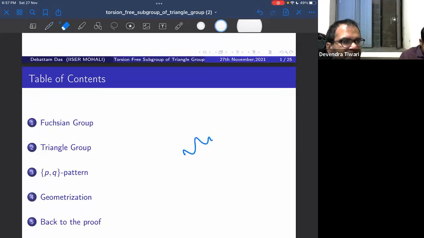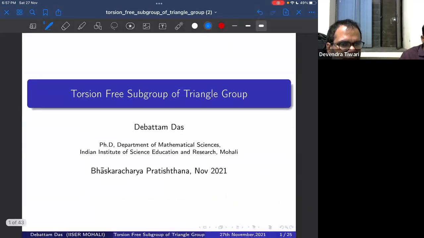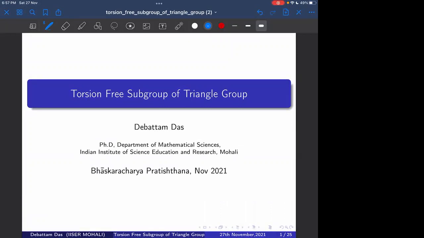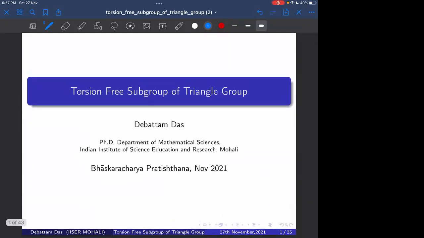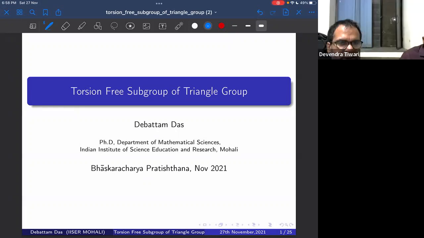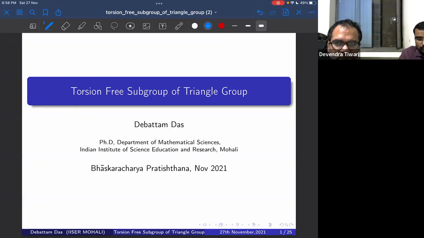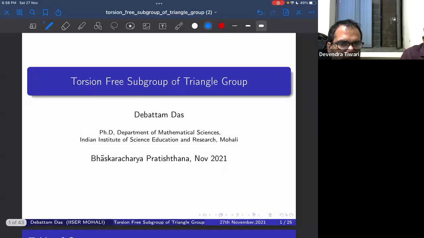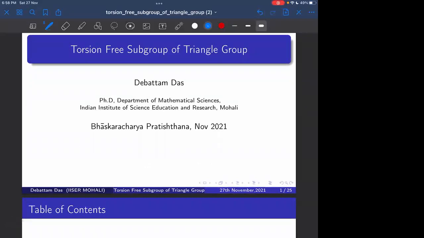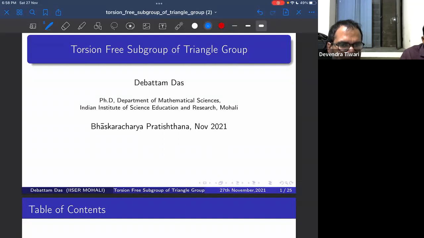So I was reading a fact yesterday. It looked a little surprising to me. Let me tell you. The fact was that if we have a regular tessellation, then the corresponding subgroup would be torsion-free in the triangle group, some triangle group.